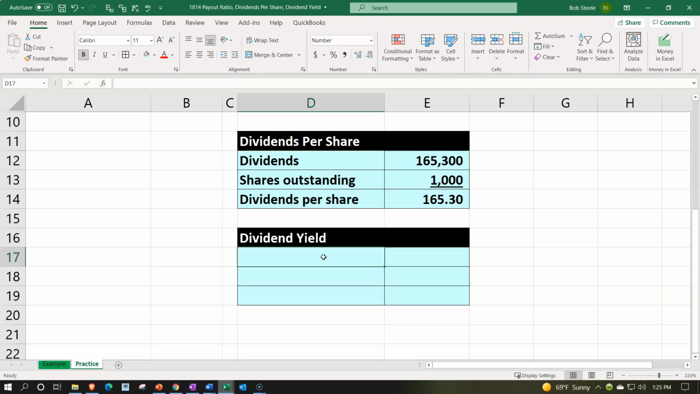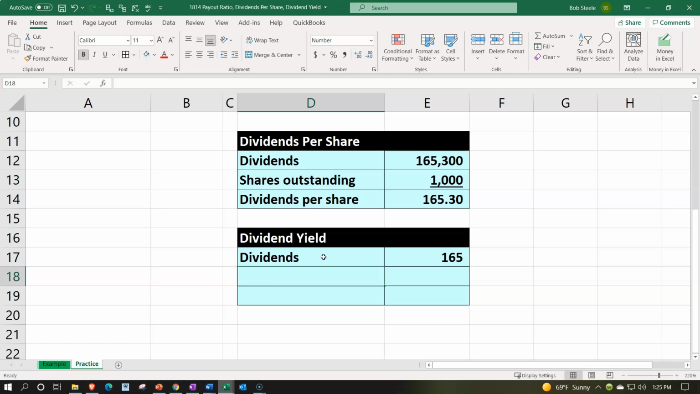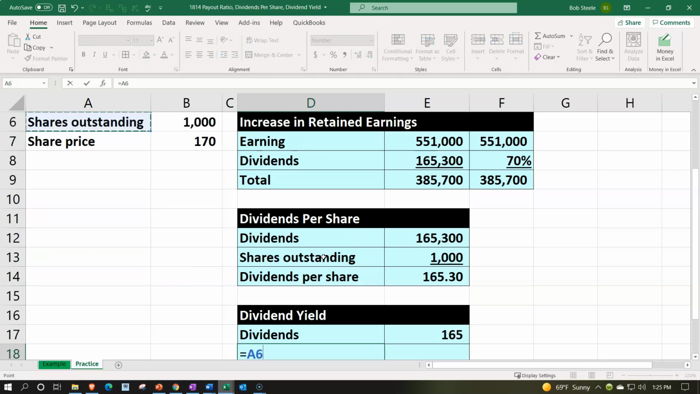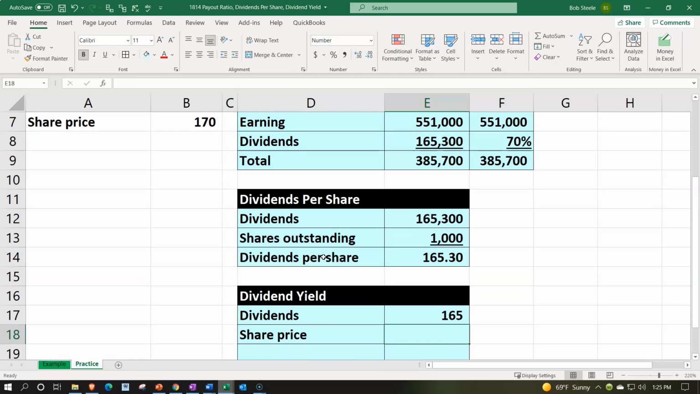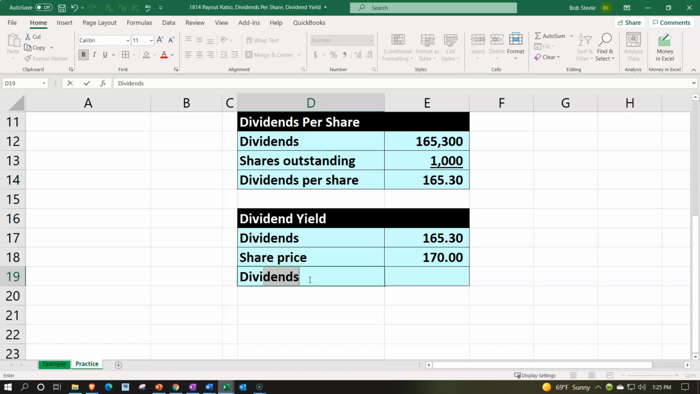So we're going to say, okay, let's take the dividends, the dividends at the 165, and then we're going to compare that to the price, how much would be paid for one share, which we're going to say is the 170. Let's add some decimals to these three tabs, selecting them, number group, adding a couple decimals. That's going to give us our dividend yield.